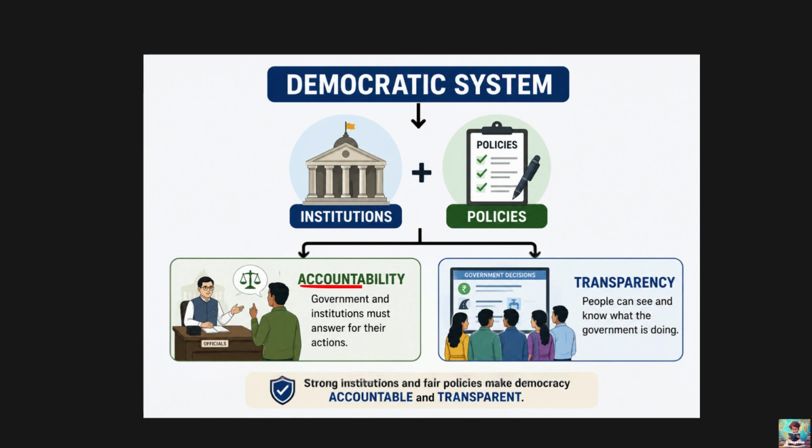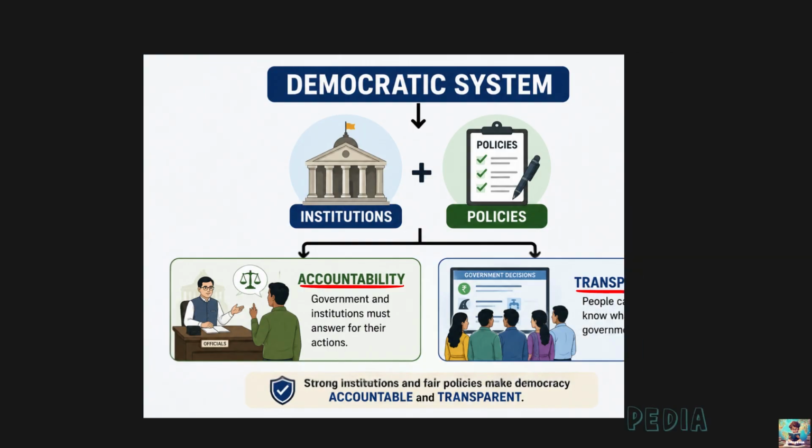So remember, accountability simply means that the government is answerable to the people. Since the people elect the government, it has a responsibility to explain and justify its actions. And transparency means the government should be open about its work and citizens should be able to get information about what the government is doing.